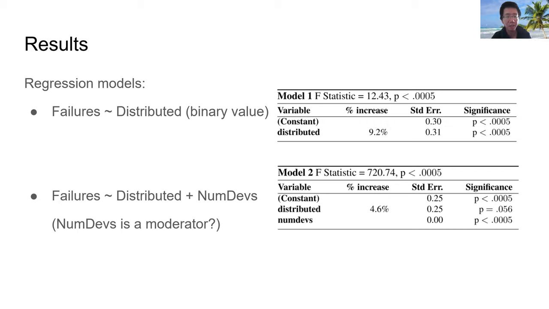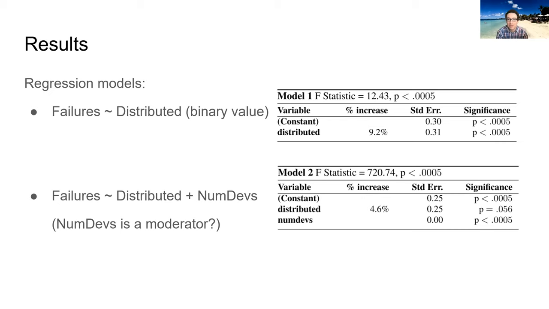And in the second model, they introduce another variable, the number of developers. And then they have this table here, and they interpret it as: if we fix the number of developers, and the binary is developed by distributed teams, the failure rate increased by 4.6%. So that's how they interpret the answer here. My understanding is that the number of developers is a moderator variable here, because based on their interpretation, it changes the extent of how distributed teams affect the software quality.